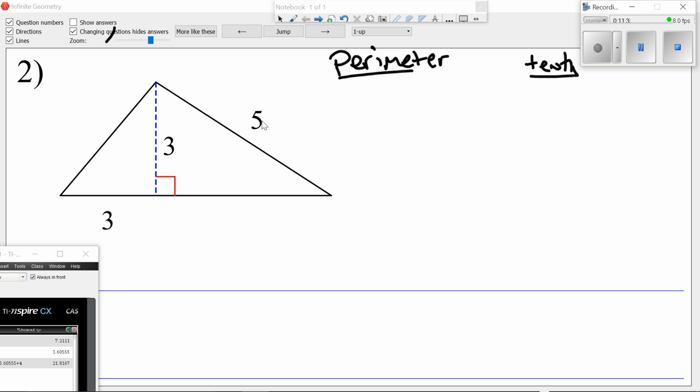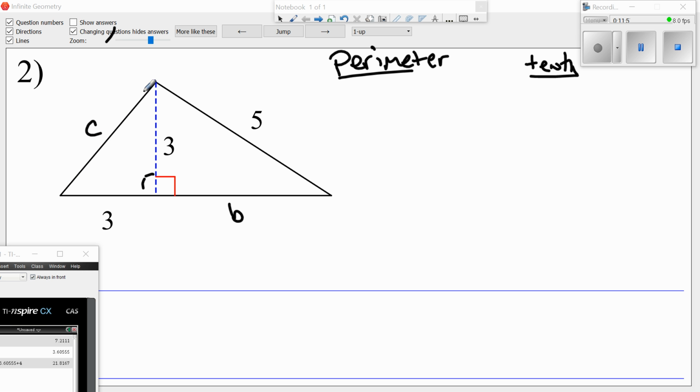Alright, perimeter. Pretty easy. I need to find this side over here. Here's my right angle. It's my hypotenuse, so I'm going to call it C. Here's my hypotenuse over here on this triangle, so this is going to be a leg. I'm going to call it B. So now I've got to find C and I've got to find B.